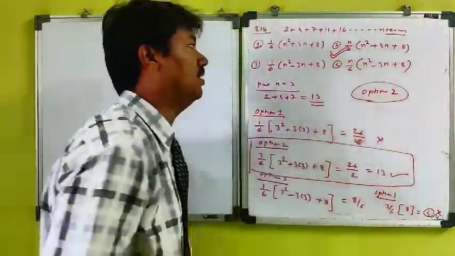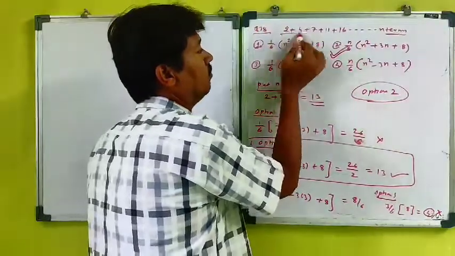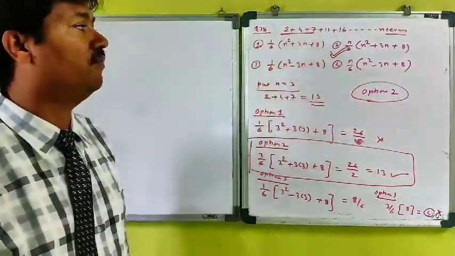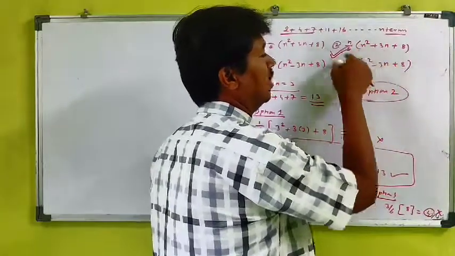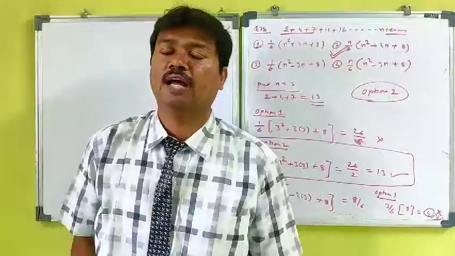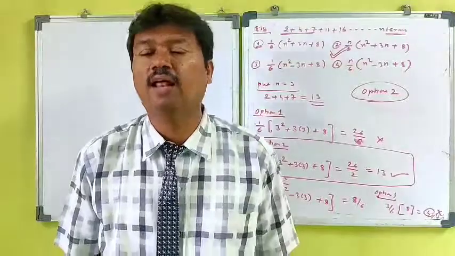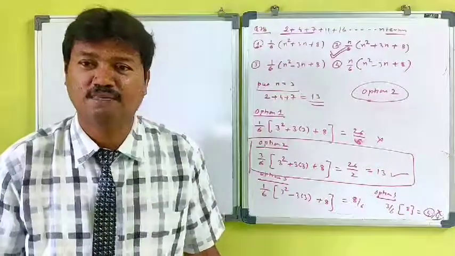Option 2 satisfies this, that is, the sum of the first 3 terms is 13. We put n equal to 3 in this, and that becomes 26 upon 2, and that gives you 13 as well. This is a very easy method, isn't it?